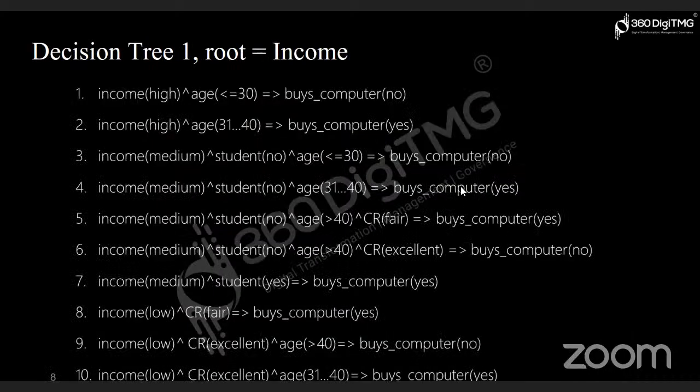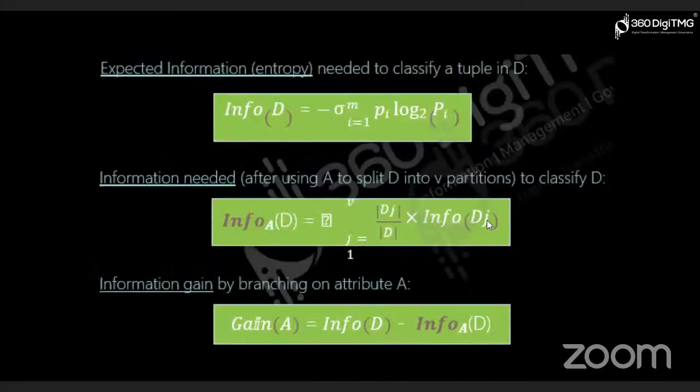Again, we get a bunch of rules. This time we got 10 rules. Last time we got 11 rules. So here, what we are trying to do is we are trying to find information gain. How much information we are looking at information gain. So this information gain is going to decide the structure of our decision tree. This information gain decides the structure of a decision tree.